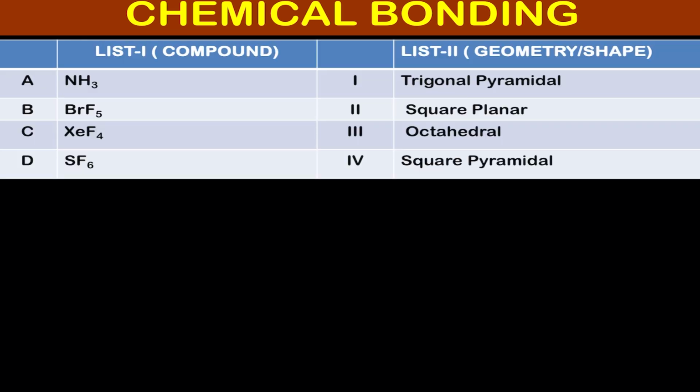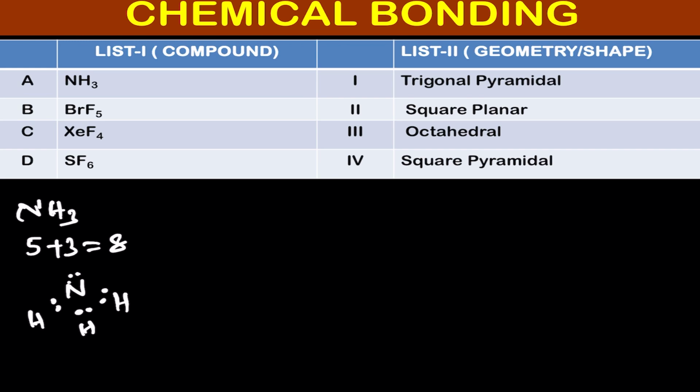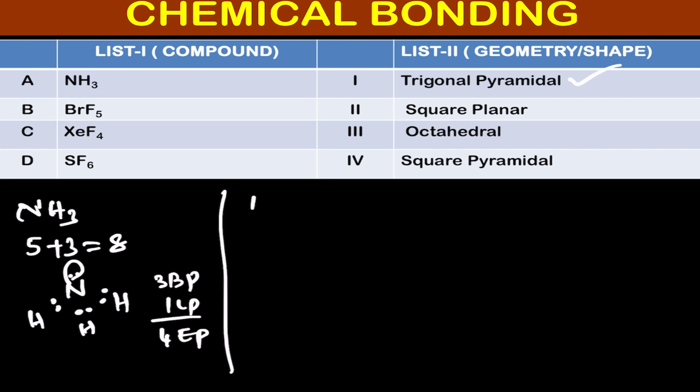Ammonia. Let us take the first one, ammonia. 5 plus 3, 8. We have already done this. So around nitrogen, 1 with hydrogen, second with another hydrogen, third one with this, fourth one is a lone pair. So you have 3 bond pairs, 1 lone pair, 4 electron pairs. It is trigonal pyramidal.